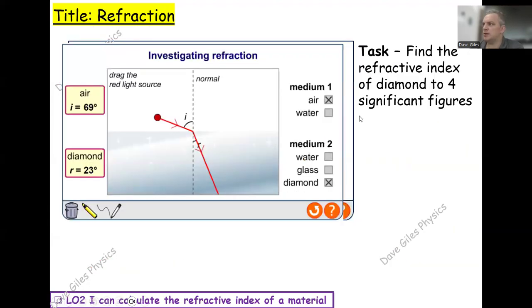So, very quick task, find the refractive index of diamond to 4 significant figures based on the values here. So, sine i over sine r, sine 69 over sine 23, 2.389.